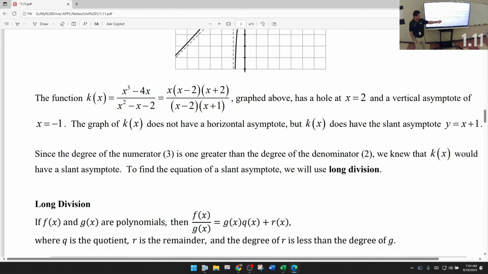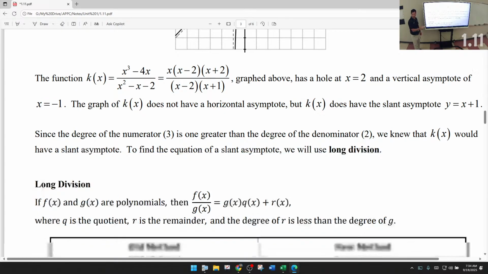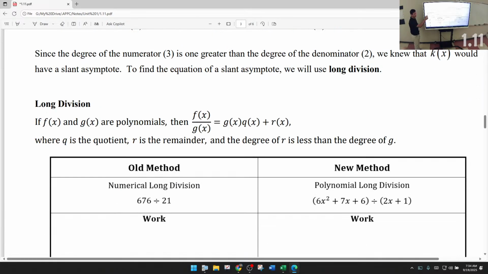To find the equation of the slant asymptote, we have to use long division. You can use synthetic division if that's easier or better for you. So I'll show you both. I don't think he talks about synthetic.